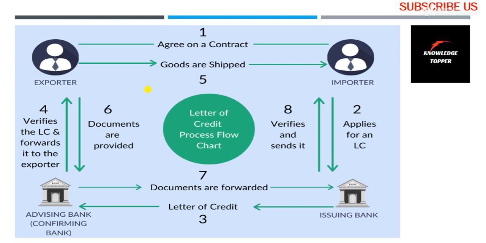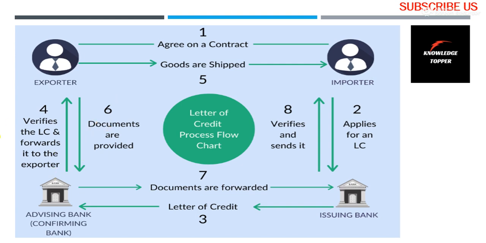In the fifth step, after receiving the LC, the exporter verifies the LC as per their satisfaction, and after getting satisfied, the exporter initiates the goods shipping process. Now the sixth step: after the goods are shipped by the exporter, either on their own or through a freight forwarder, the exporter sends or presents the documents to the advising bank for taking payment from the issuing bank.